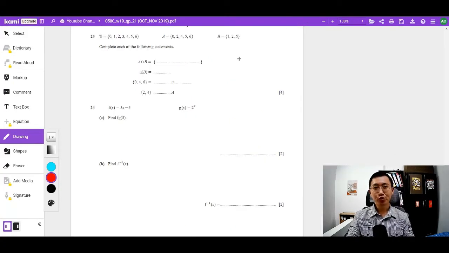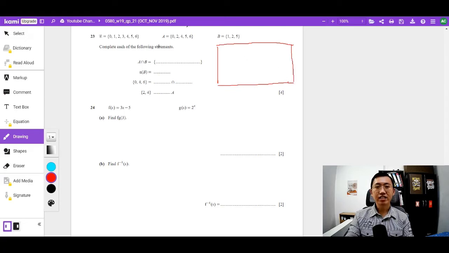Okay, question 23 is actually teacher's favorite. This is actually set in a Venn diagram. So what I suggest you to do is to sketch whenever you encounter a question like this, because having a picture is definitely nicer and easier to understand, right?